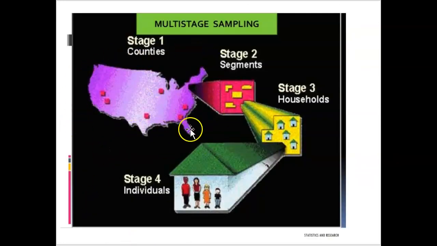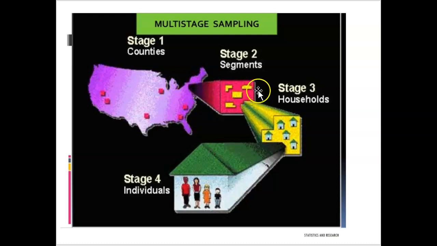So again, we have the United States here, and we put all the names of the states into a hat, and we randomly choose 1, 2, 3, 4, 5, 6, 7. So we randomly choose 7 states. And from the 7 states, we randomly choose 1 state. And let's say we got this state.